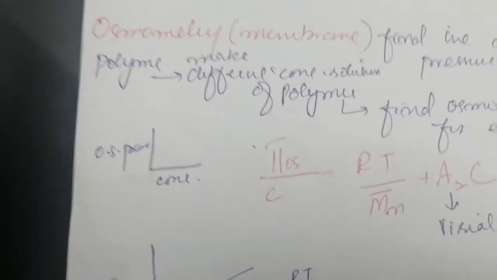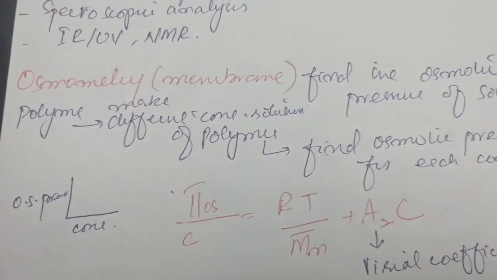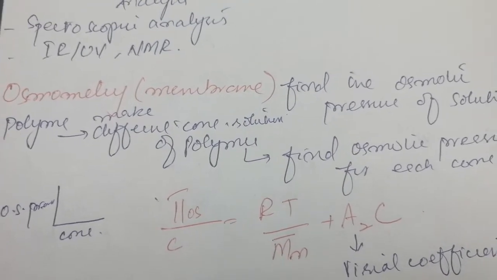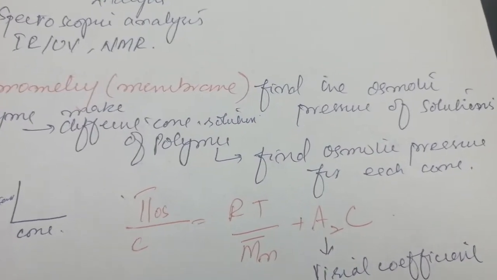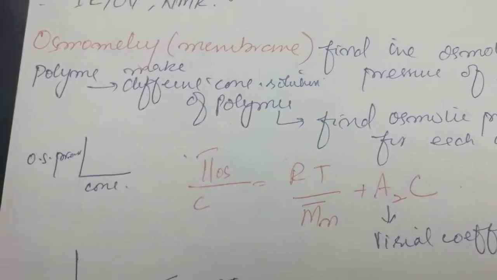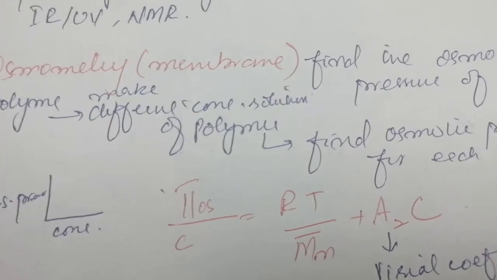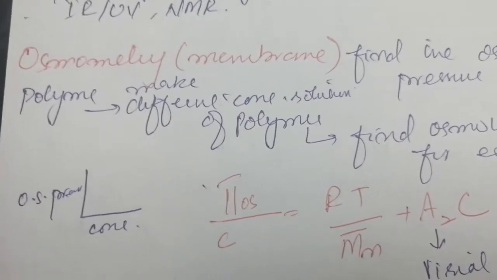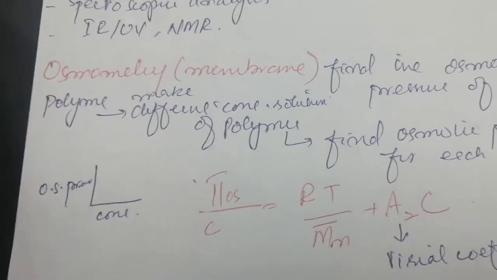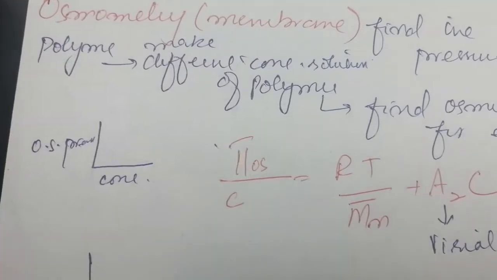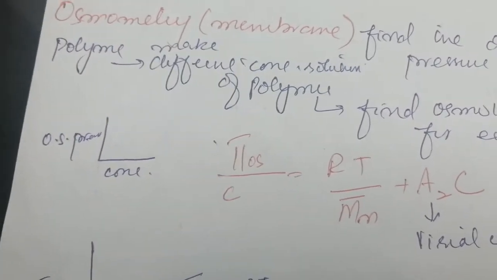Okay, next one is the osmometry method, right? Which is also called the membrane method, right? In this method we're finding the osmotic pressure of the solutions. We need to prepare different solutions of the polymeric material. Like if you have prepared a polymer, then you need to make different concentrations of the solution, and then you need to find out the osmotic pressure of each concentration, right? And then you need to draw a graph between osmotic pressure and the concentration, right?